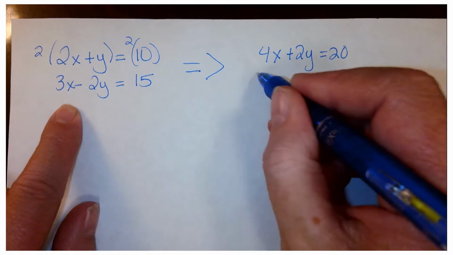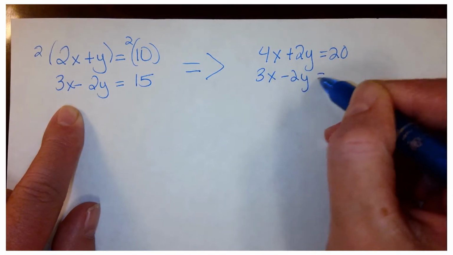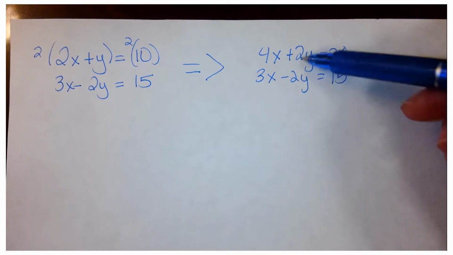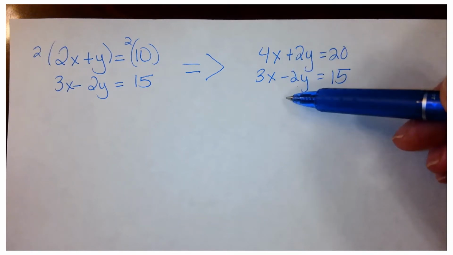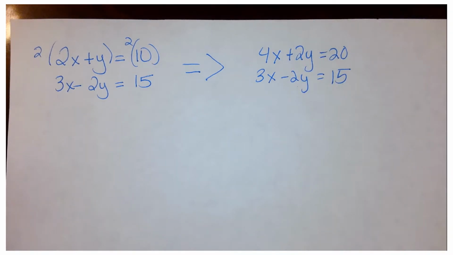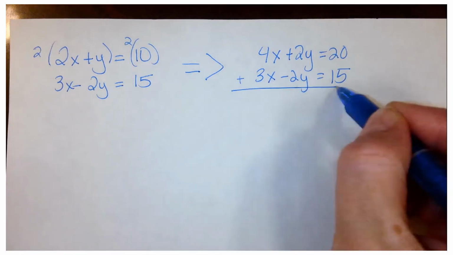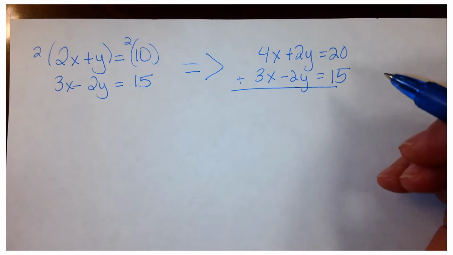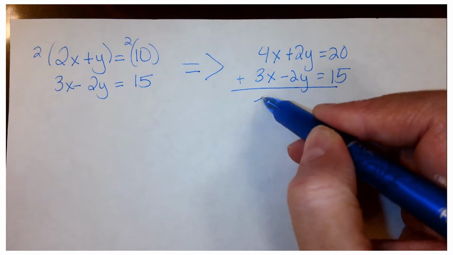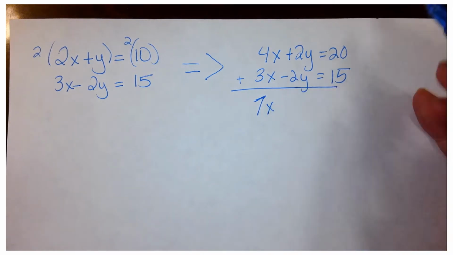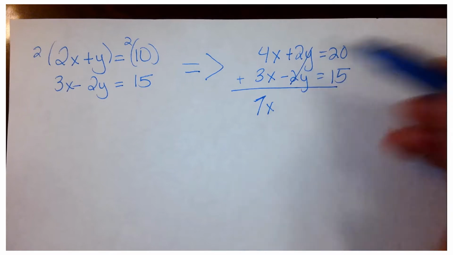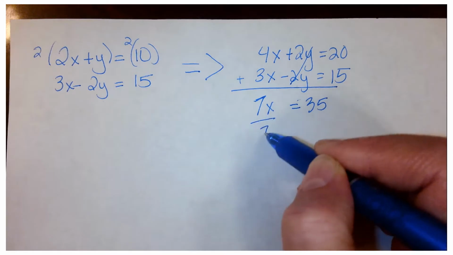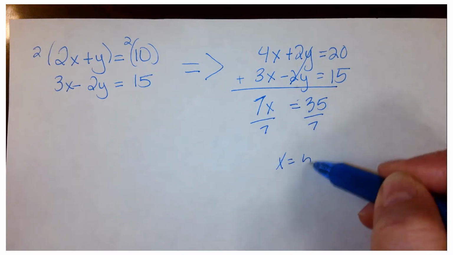All right, let me carry this one over. 3x minus 2y equals 15. And now we see that they have the same coefficients but different signs. So now we're set up to add these two together so that one of these will eliminate, and our y variable is eliminating in this example. So 4x plus 3x is 7x. 2y minus 2y cancels. 20 plus 15 is 35. Divide by 7, and I get x equals 5.